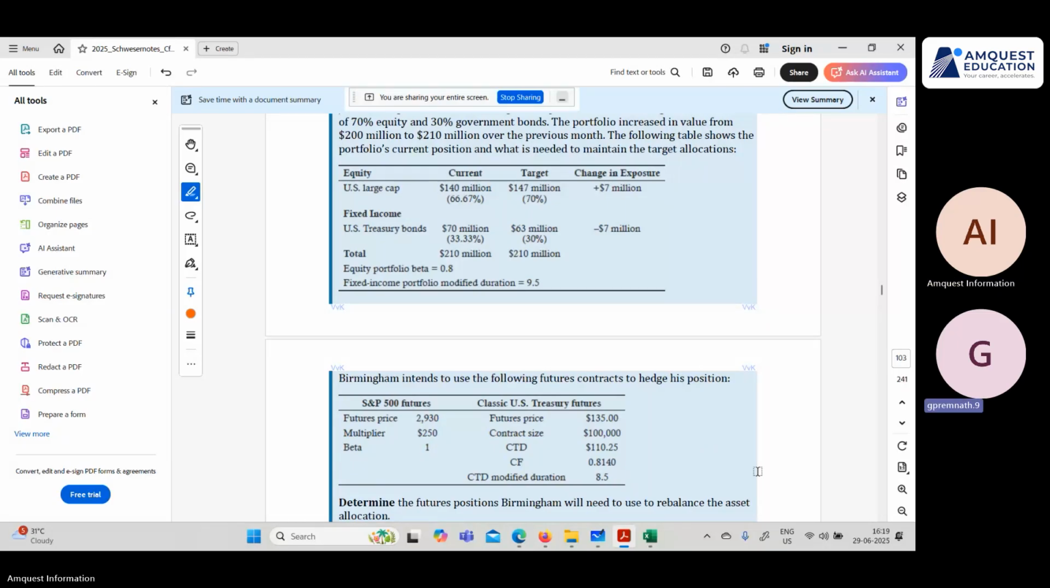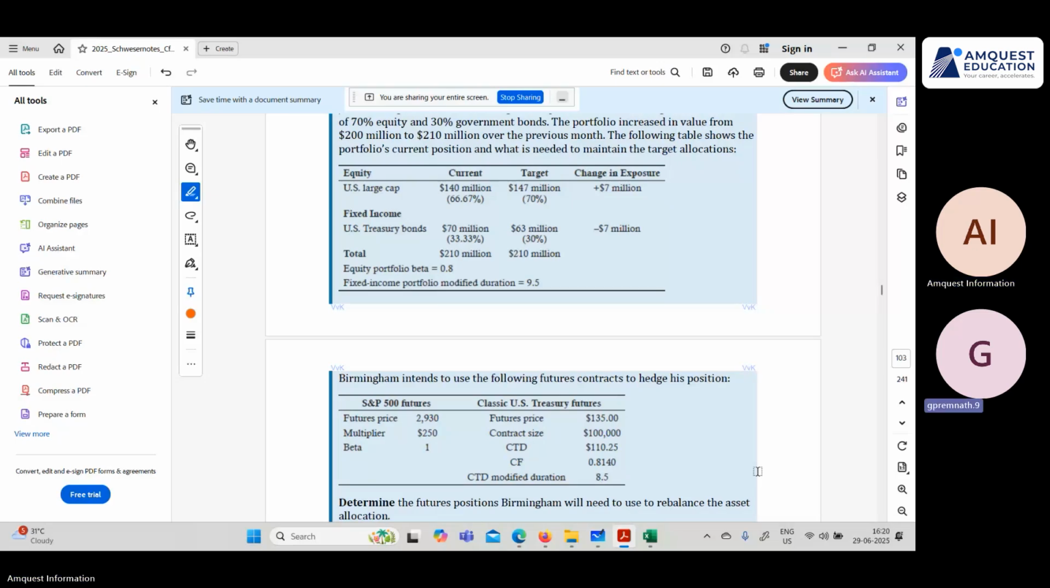So for the equity part, I don't have to change my portfolio beta, right? Because I just have to gain 7 million of exposure more. So I was thinking it would just be 7 million divided by 2930 into 250 will be the number of contracts I need to gain that exposure. Or do I need to make the 0.81? What do you think?